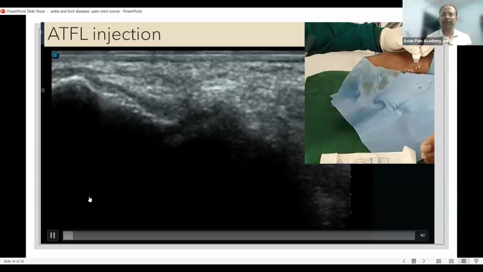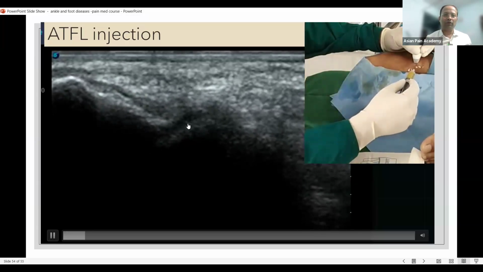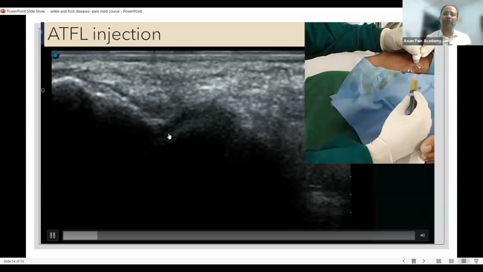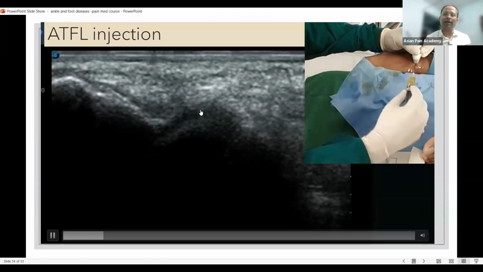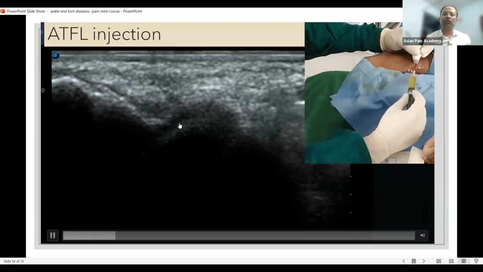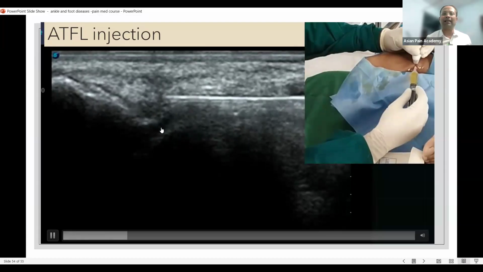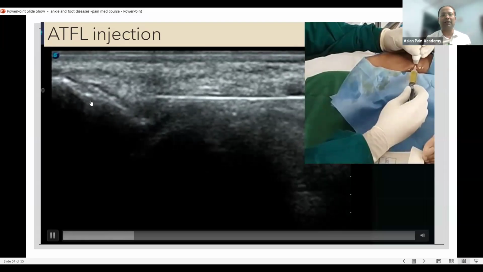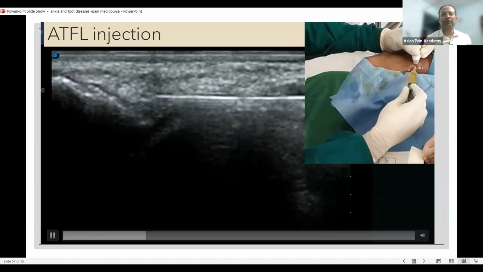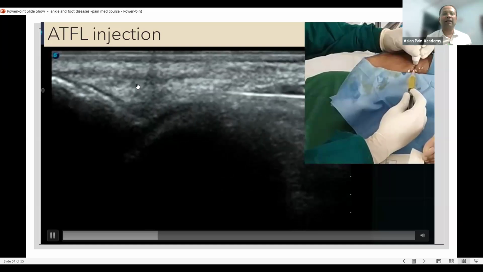ATFL injection. This is ATFL injection. PRP is being done. So you can understand this side is talus. How do we understand which side is talus? Remember, talus is covered by hyaline cartilage, which is not there in tibia. So as soon as you see the hyaline cartilage, you know that this is the talus. So this is talus and this is tibia. So this is the ATFL injection.